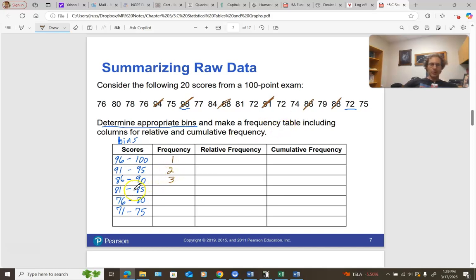And then from 81 to 85, 84 will, here's 81, that's 2, and I think that's it, so just 2. And then 76 to 80: here's 76, here's 80, 78, 76, and 77, that's 5 so far.